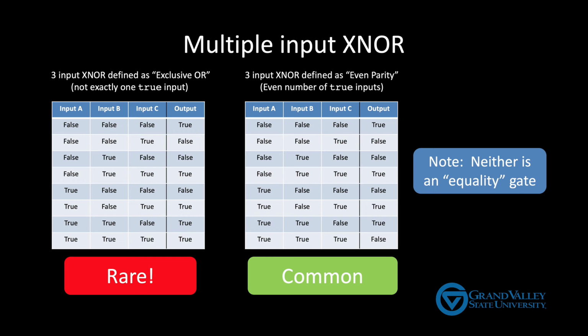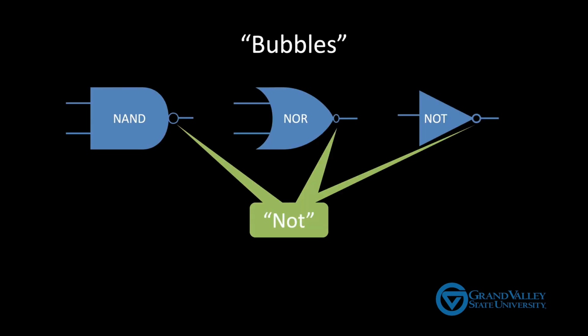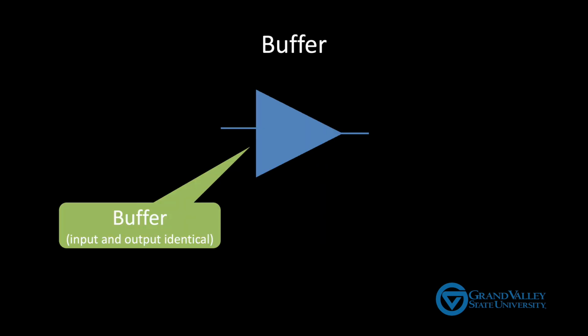All right, let's finish up by talking about bubbles for a second. Notice how NOT, NAND, NOR, and XNOR all have a little bubble on the output side of their symbol. As you may have guessed, this bubble symbolizes the NOT. In fact, if you take the bubble off the NOT gate, the resulting symbol stands for a buffer, a piece of hardware that delays but doesn't change a signal. Or in other words, the output is identical to the input.